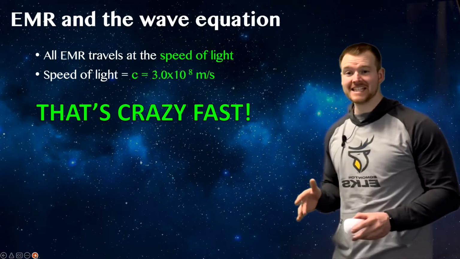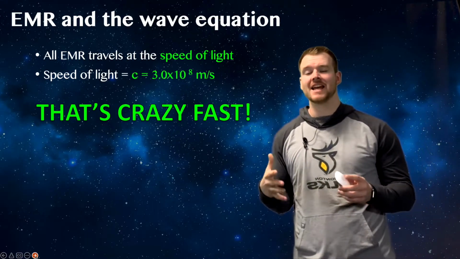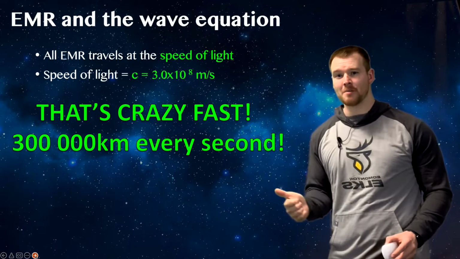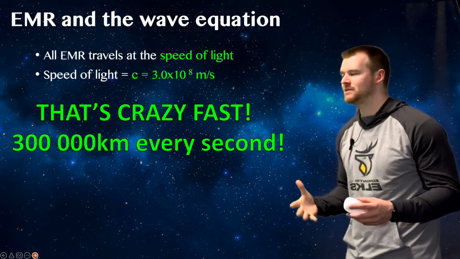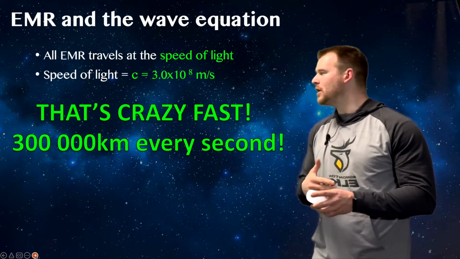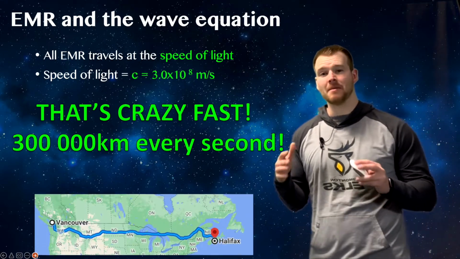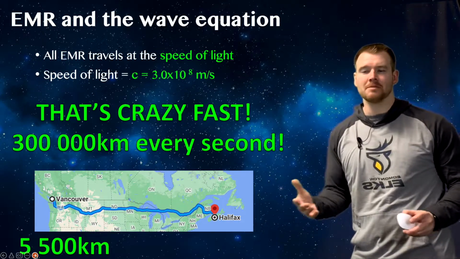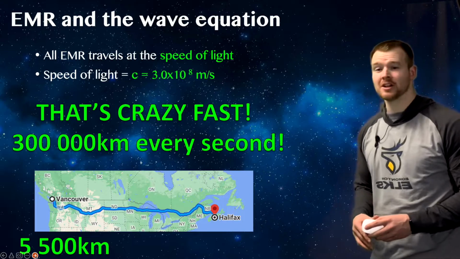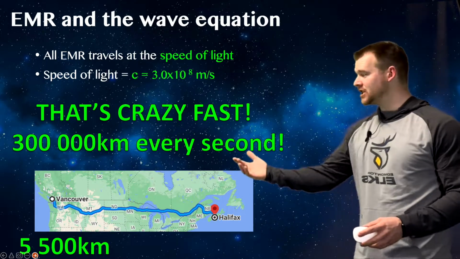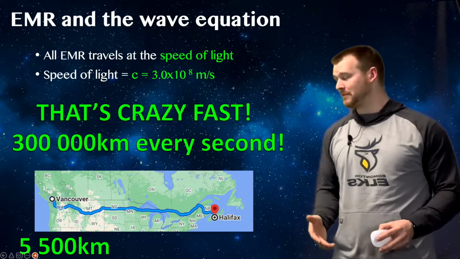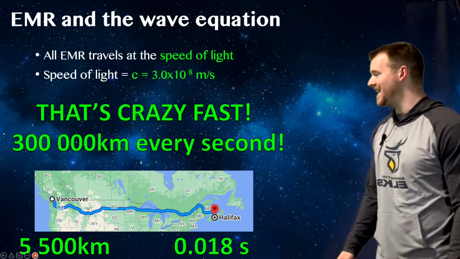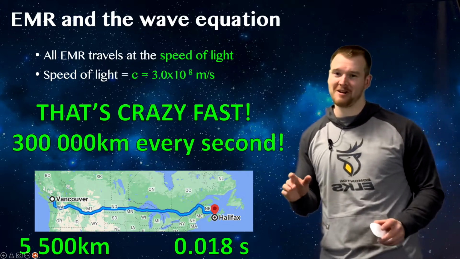That is crazy, crazy fast. It's the fastest that anything we know of can go. It's 300,000 kilometers every second. We almost can't put that speed into perspective because we go nowhere near this speed. I mean, imagine if we had a map of going across Canada, and that's approximately 5,500 kilometers. How long it would take us to go across Canada would be a long time. How long does it take light to go across Canada? About 0.018 seconds. It's a very, very, very fast speed.